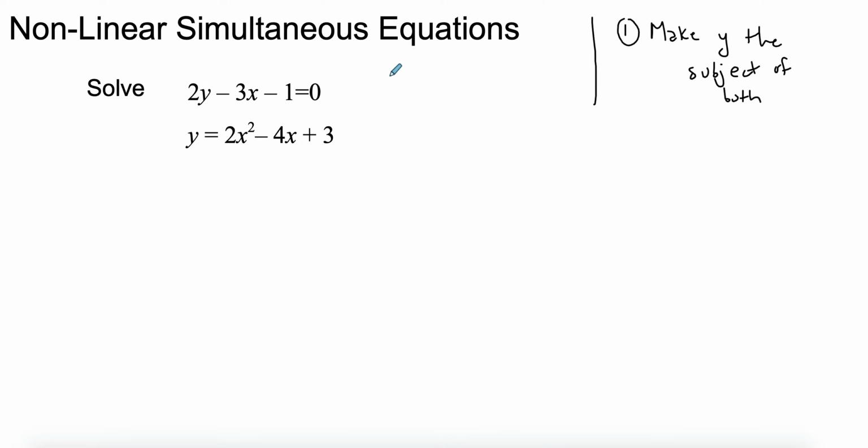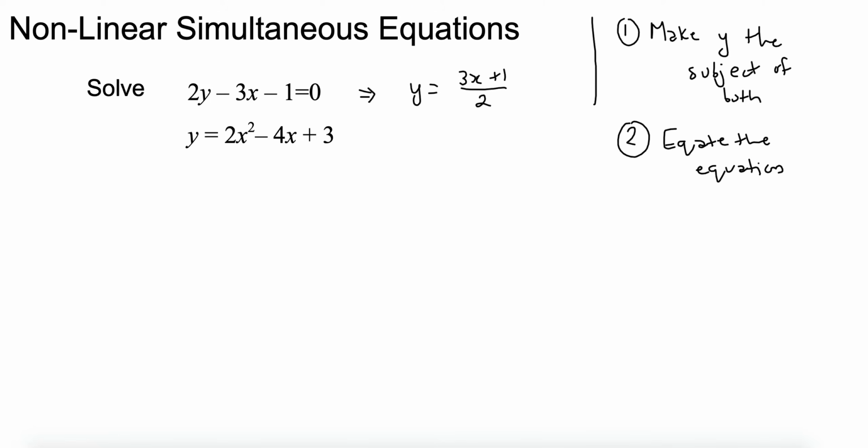So I don't need to change this, but I have to change this. If I make y the subject here, it's going to be y equals (3x plus 1) divided by 2. Now you can simplify this if you want to, so 3x over 2 plus 1 over 2, but let's just leave it there. Then you're going to equate the equations. So what does that mean?